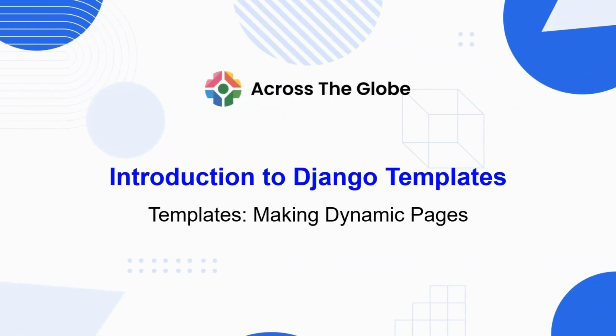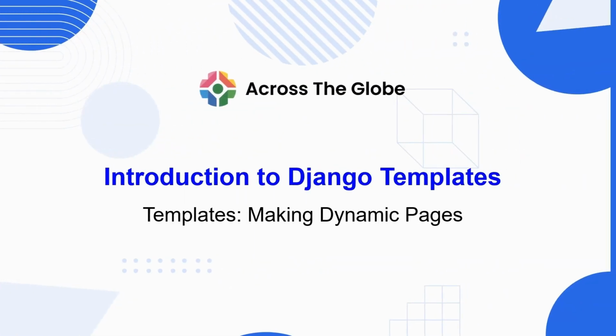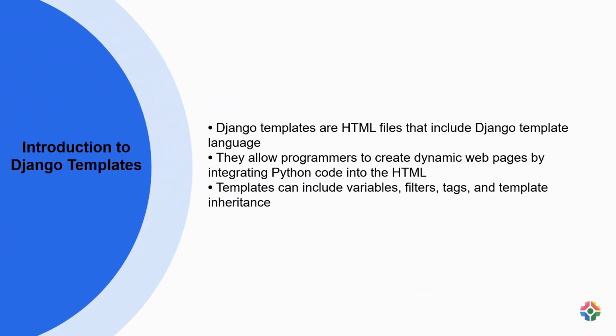Today we will learn about Introduction to Django Templates. Django templates are HTML files augmented with Django's template language. They facilitate the creation of dynamic web pages by embedding Python code within the HTML structure. Through templates, programmers can incorporate variables, filters, tags, and template inheritance to enhance the functionality and appearance of web applications.